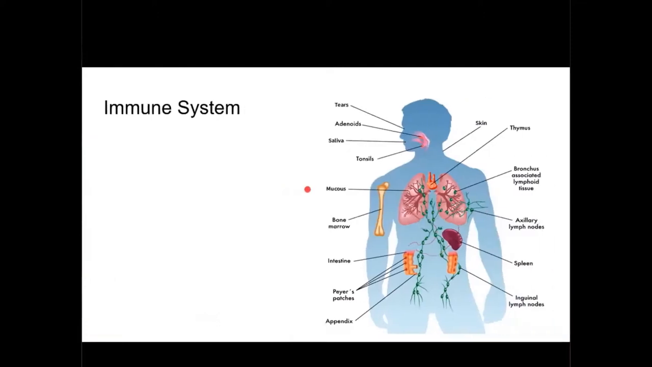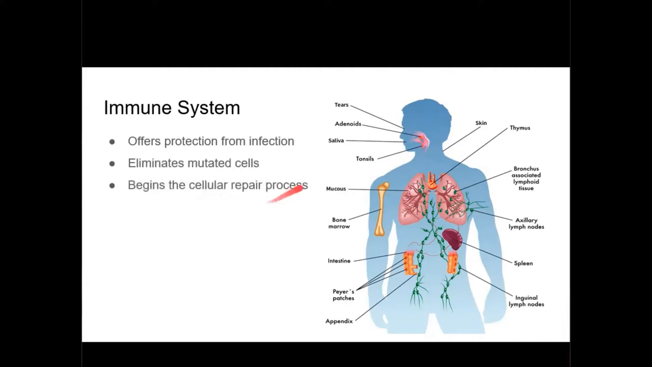Okay, so lastly, we're going to talk about the immune system, or the protective system of the human body. The immune system offers protection from various infections. It also helps eliminate mutated cells and begins the cellular repair process, like after you get a cut. So the things you definitely want to know are the different types of white blood cells and how white blood cells are made. You also want to know what the different types actually do.